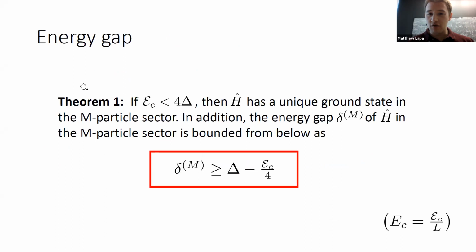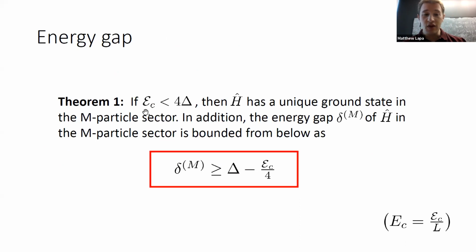So here's our first result on this system. This has to do with the energy gap of the system. Recall that in the mean field case, if you fix the total fermion parity, then you have a unique ground state and a finite energy gap. This theorem is telling you that in the number conserving case, if you fix the total particle number, then you also have a unique ground state and a finite energy gap.